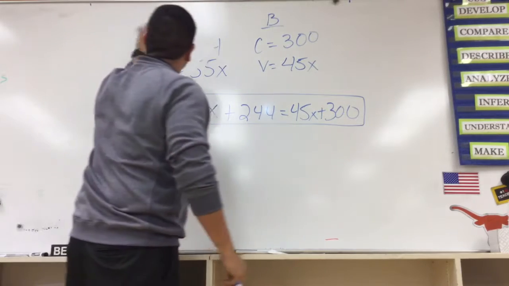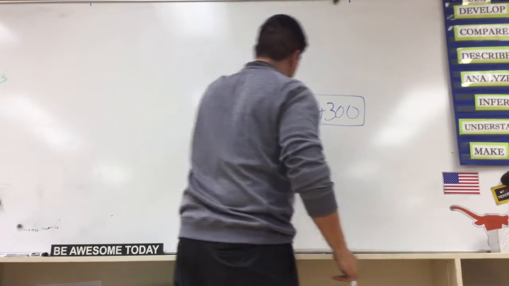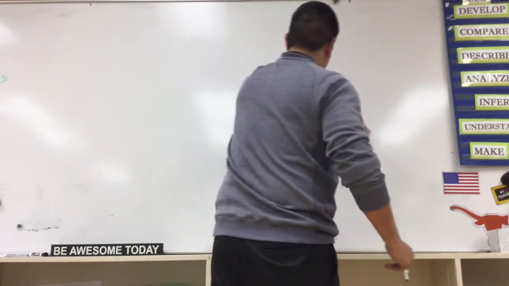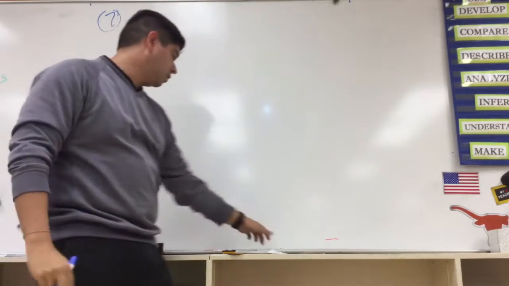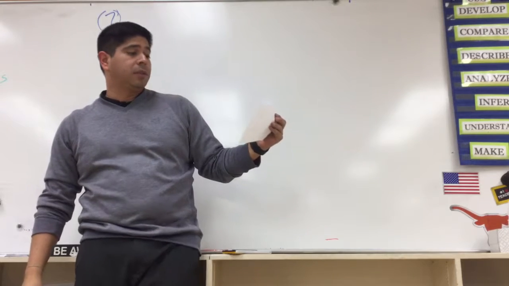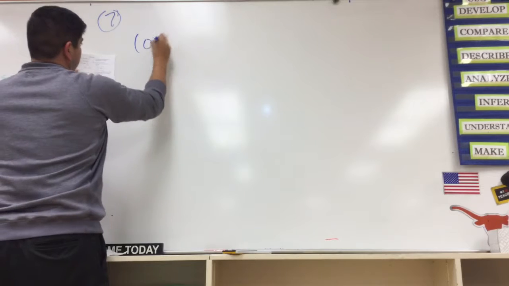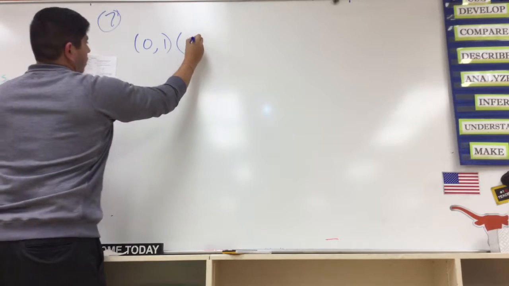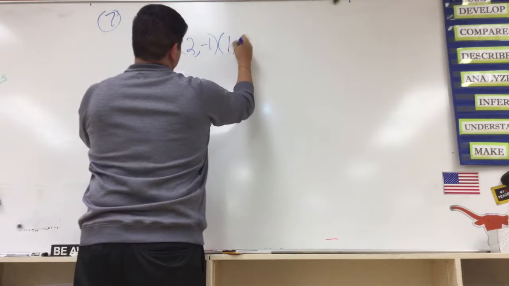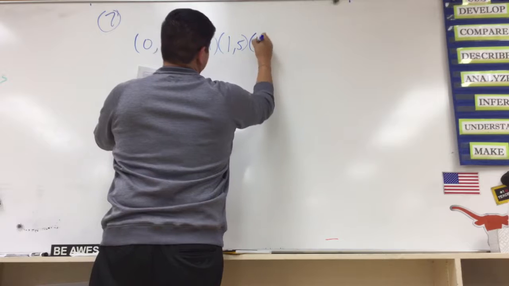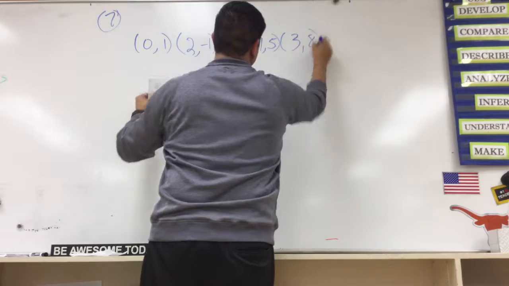Okay. Number 7. It says, are the following coordinate points a representation of a function? Let me just write these points in. We have 0, 1; 2, -1; 1, 5; 4, 5; and then last we have 3, 8.